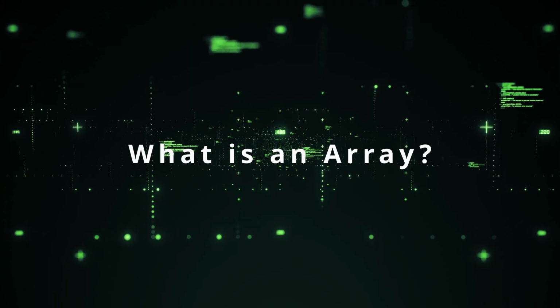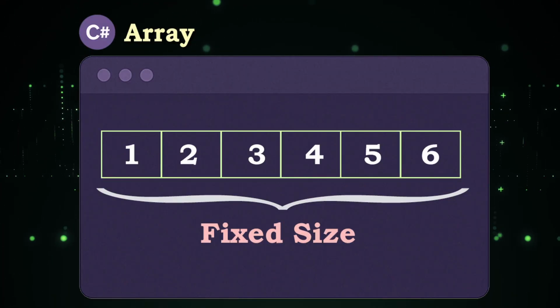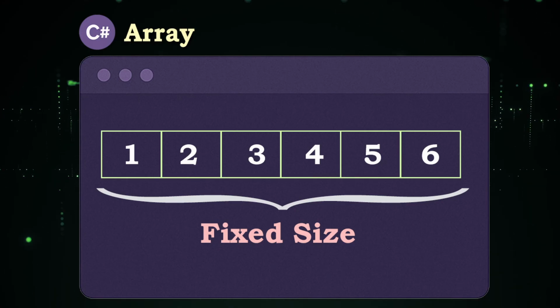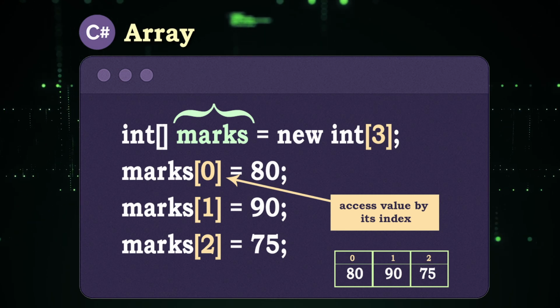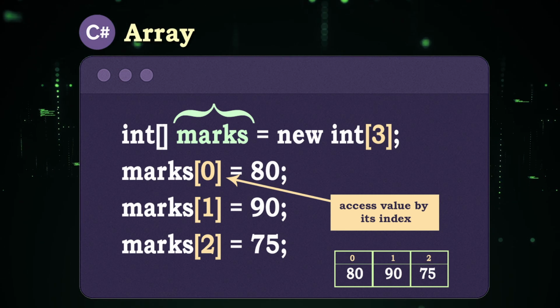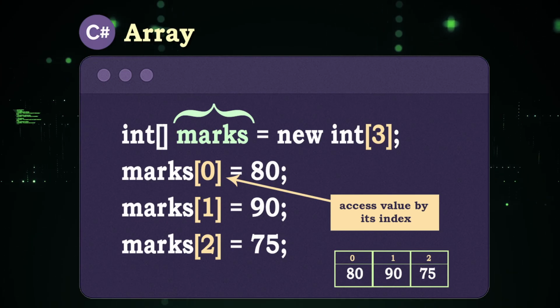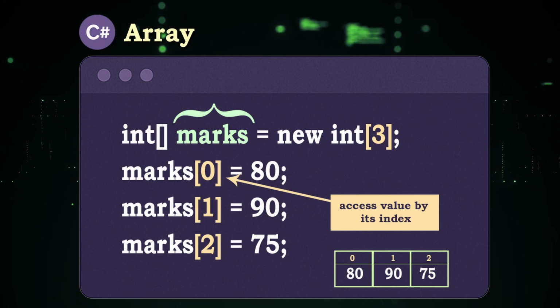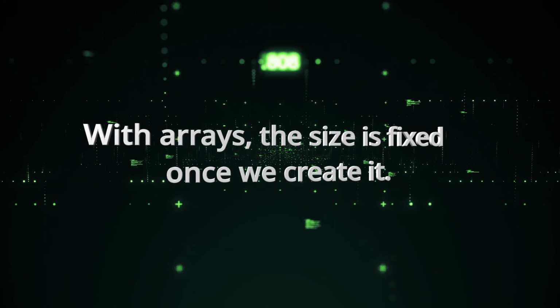First, let's talk about arrays. An array is like a fixed size tray with slots. Once you decide how many items it will hold, the size does not change. For example, if I want to store marks of 3 students, here we created an array called marks that can store 3 integers. We access each value using an index: 0, 1, 2. So marks[0] is the first value, marks[1] is the second, and so on. Remember, with arrays, the size is fixed once we create it.